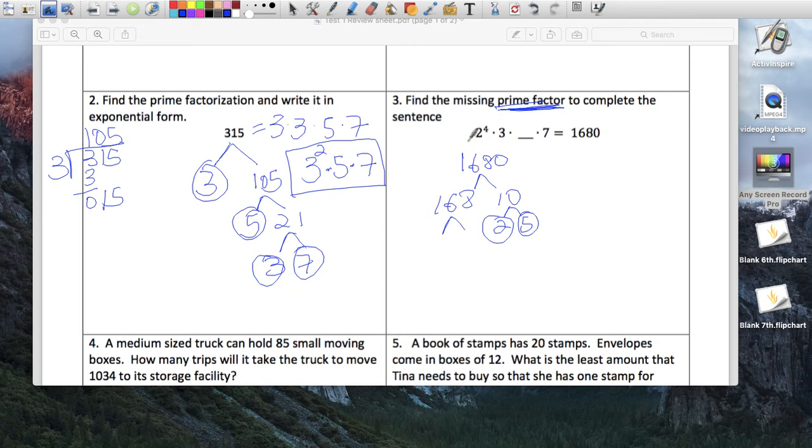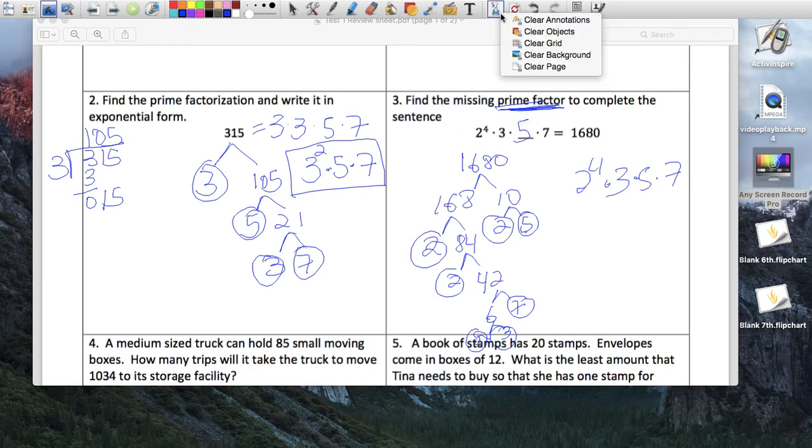168 I'm going to split up into 2, and that's going to be 84. 84 is going to be 2 again for me. 2 and 42. 42 is 6 and 7. Circle, and 6 is 2 and 3. So this one's a large one. So it's 2, 2, 2, there's 4 2s, so 2 to the 4th. So far, so good. Times 3 times this 5 times the 7. So my missing number was a 5.